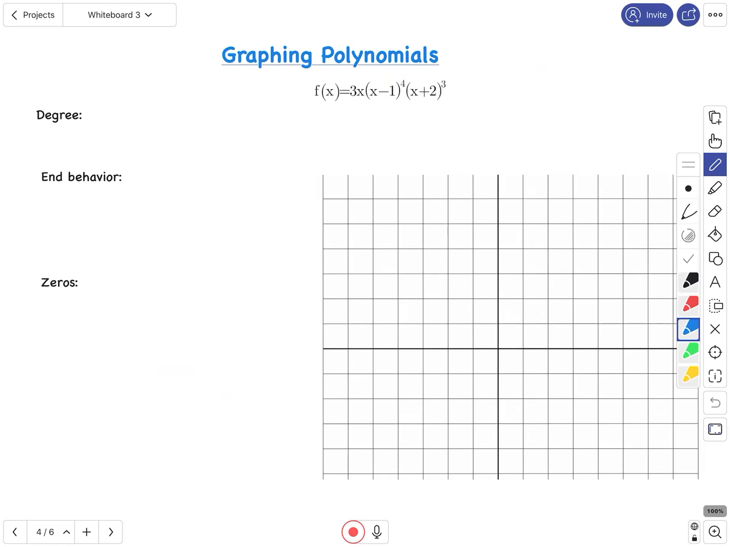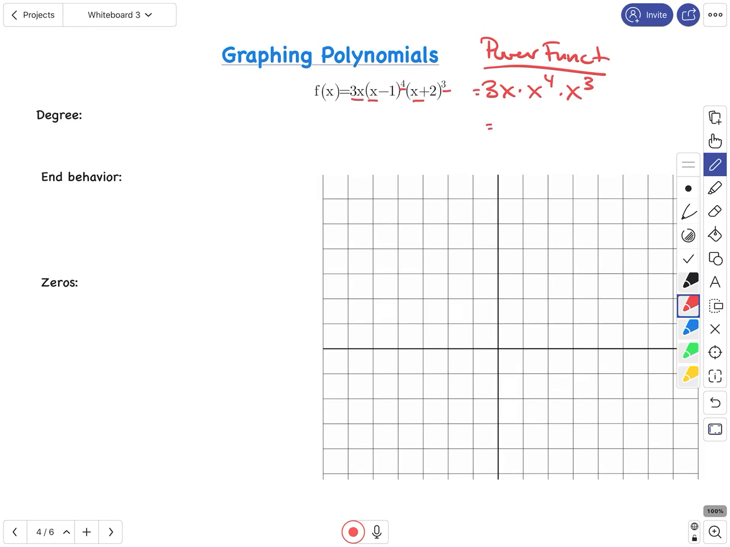Okay, let's do another one. Let's graph 3x times x minus 1 to the fourth and x plus 2 to the third. So the first thing you want to look at is your power function, your degree, and your endpoint behavior. So I always do this. To find the power function, which I'll put here in red, 3x times x to the fourth times x cubed will give us the most powerful term in each part of our graph.